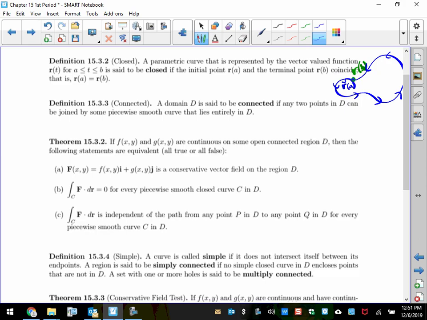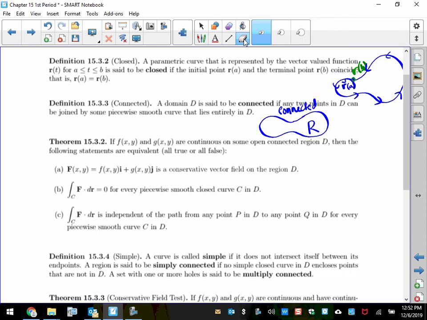And Definition 15.3.3 is what it means to be connected. So a domain D is said to be connected if any 2 points in D can be joined by some piecewise smooth curve. So let's maybe draw a picture of this. So we're talking about domains or regions here. So this right here would be a connected region. So we're not talking about a path. We're just talking about a region. So this is, we'll call it R. This is connected.